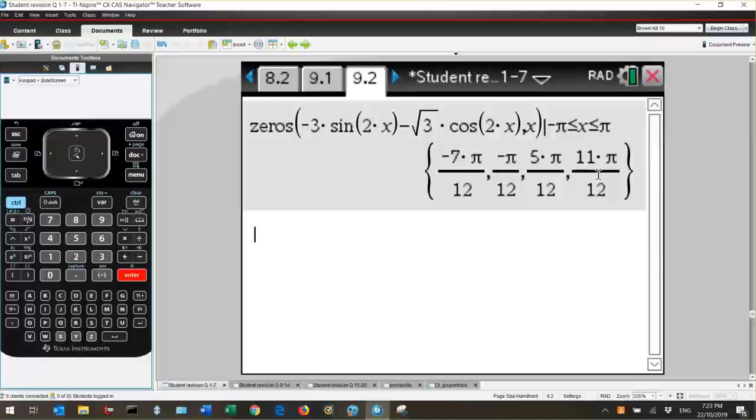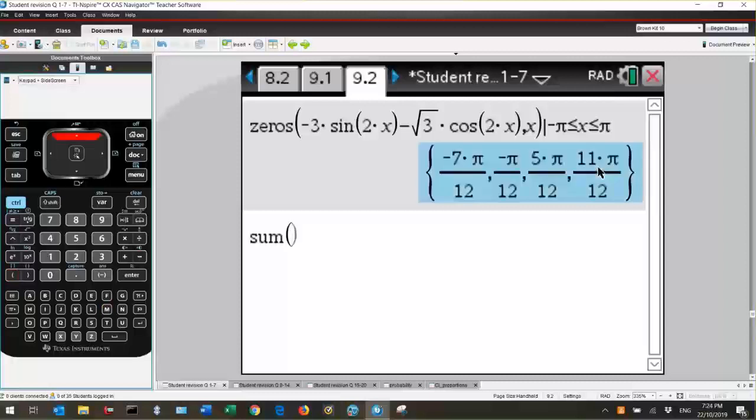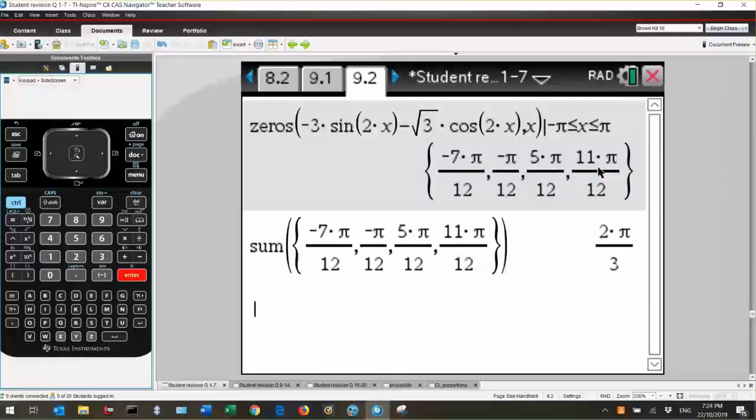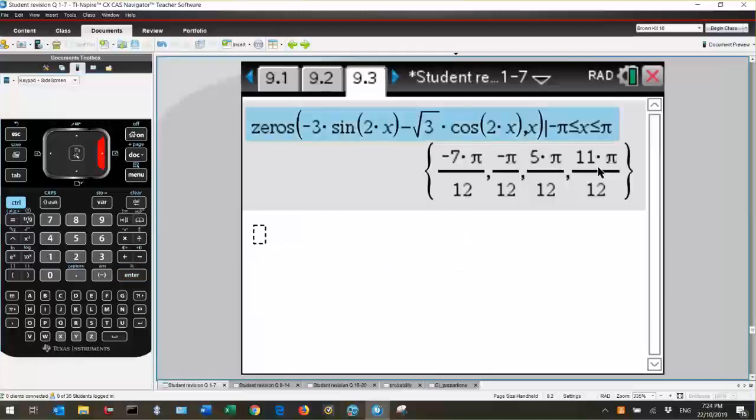Now, the reason why that makes it easier to then find the sum is that you can then get sum, S-U-M, from the catalogue, but it's much quicker to just type it, the sum, and you just go up to that list, press enter, it pastes it in, press enter again, and bingo. 2 pi on 3 is the sum of those solutions. So the answer is B.